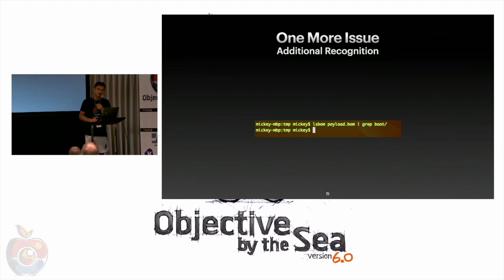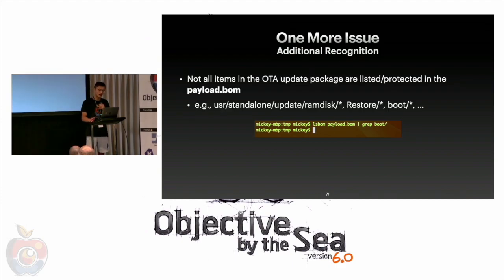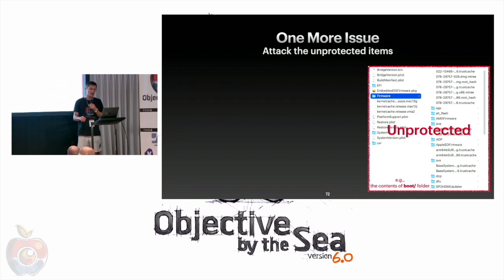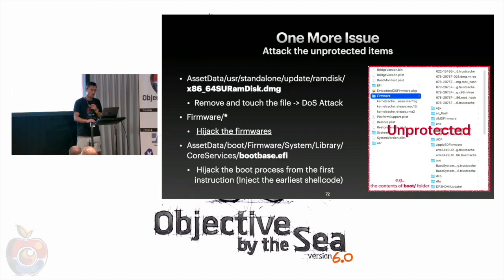However, I found that not all files in the OTA package are listed in the BOM file. For example, the RAM disk folder, the boot folder, and so on. This leaves many critical files unprotected, so there are many ways to exploit the issue. First, removing and touching the RAM disk DMG file will lead to a DOS issue. Second, hijacking the firmware by modifying the contents of the firmware folder.